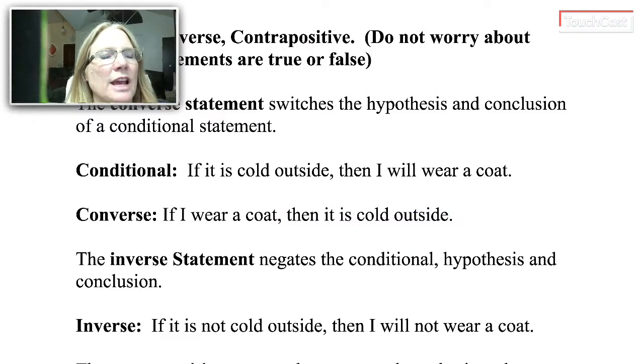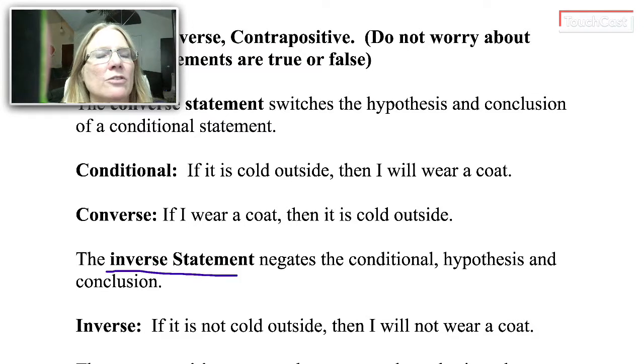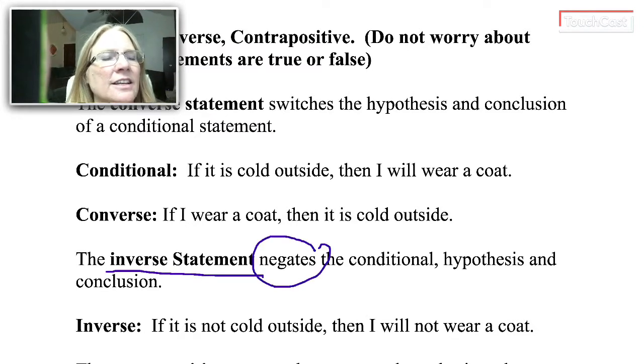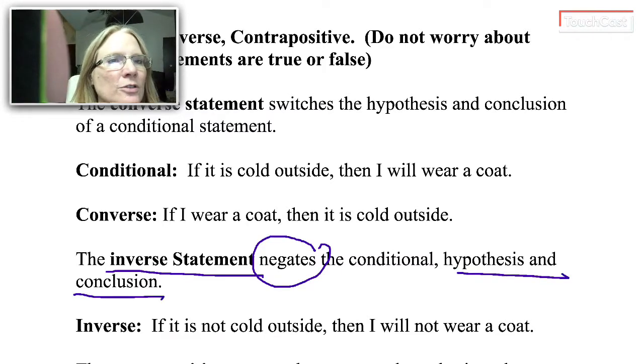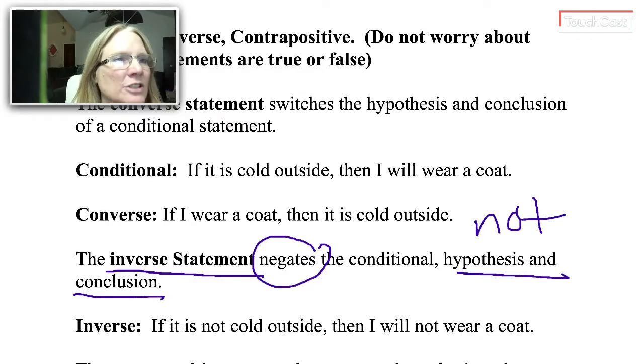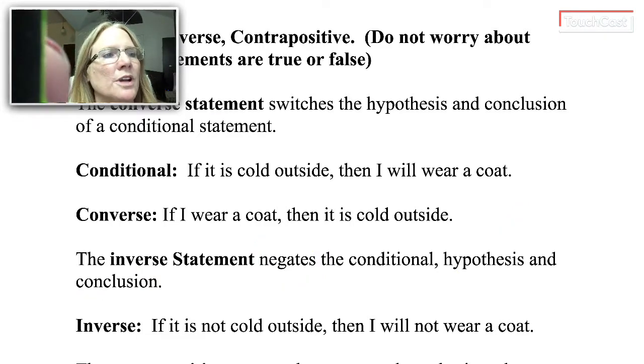All right, next we have a statement that we call the inverse statement. The inverse statement negates the conditional. It negates both the hypothesis and the conclusion. When we negate something, we just use the word not. To negate "I have a dog" would be "I do not have a dog." To negate "it is raining" would be "it is not raining." Okay? So you just want to use the word not.